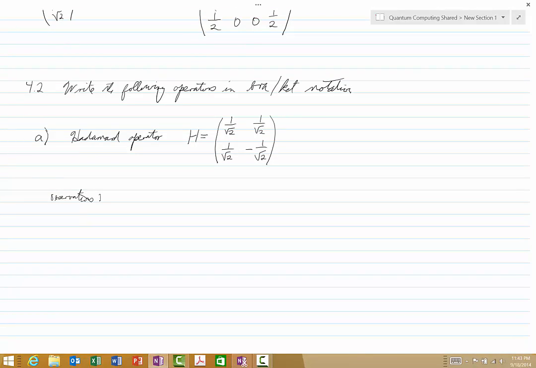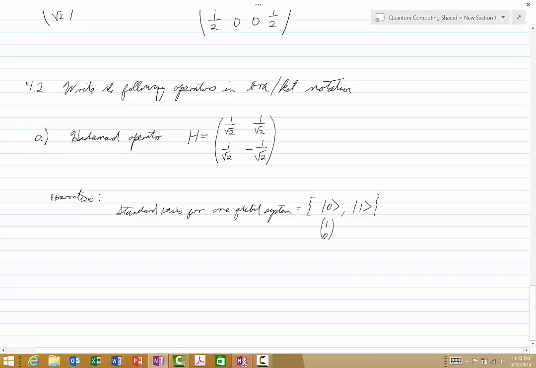If we're working with a 1-qubit system and we have the standard basis for the 1-qubit system, we have this, and we remember that the associated column vectors will be 1, 0, and 0, 1.